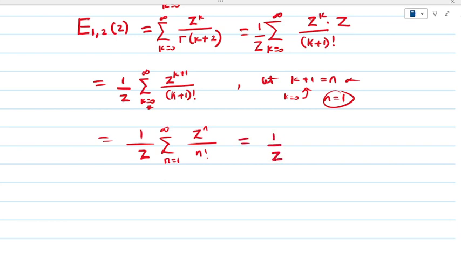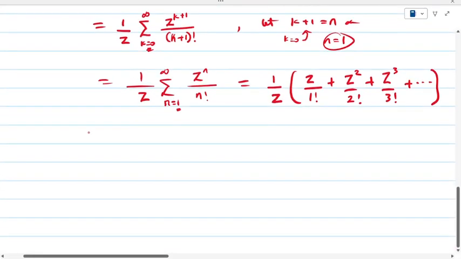We have 1 over z. Then at n equals 1, because the summation now starts from 1, we have z over 1 factorial. At n equals 2, we have z to the power 2 over 2 factorial. At n equals 3, we have z to the power 3 over 3 factorial plus dot dot dot.